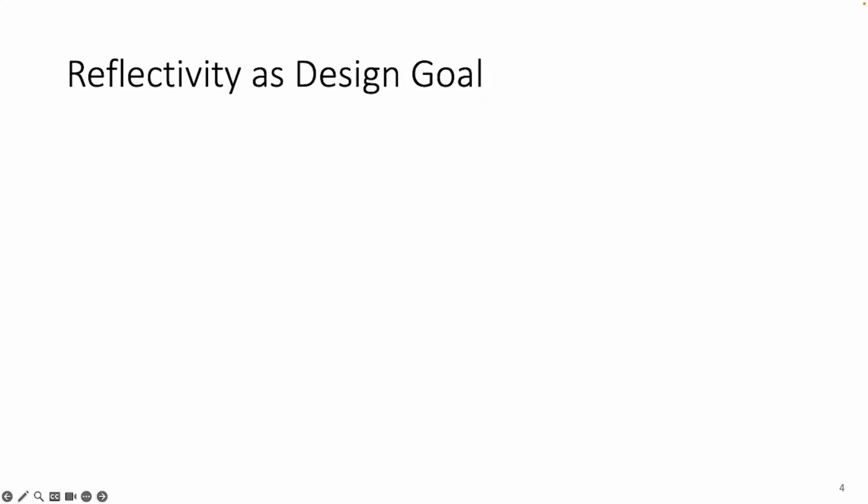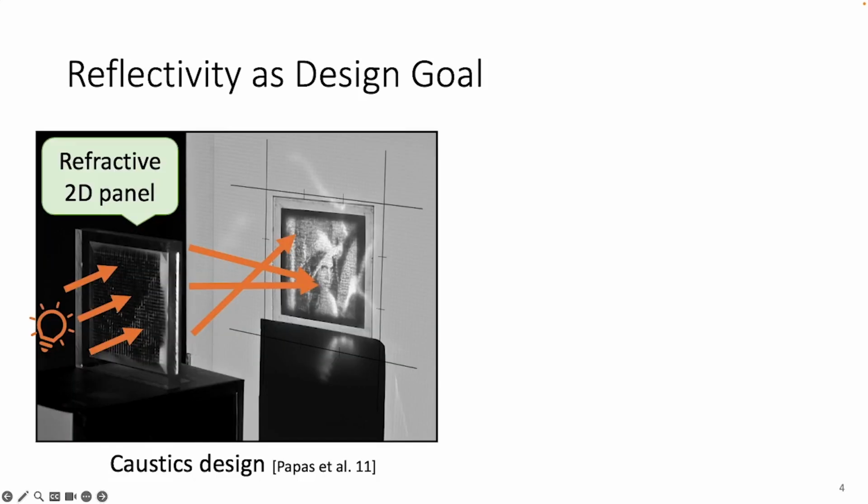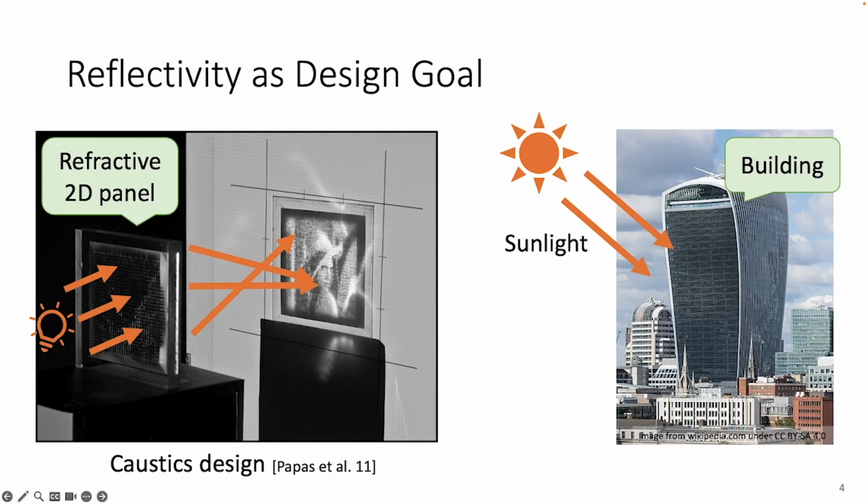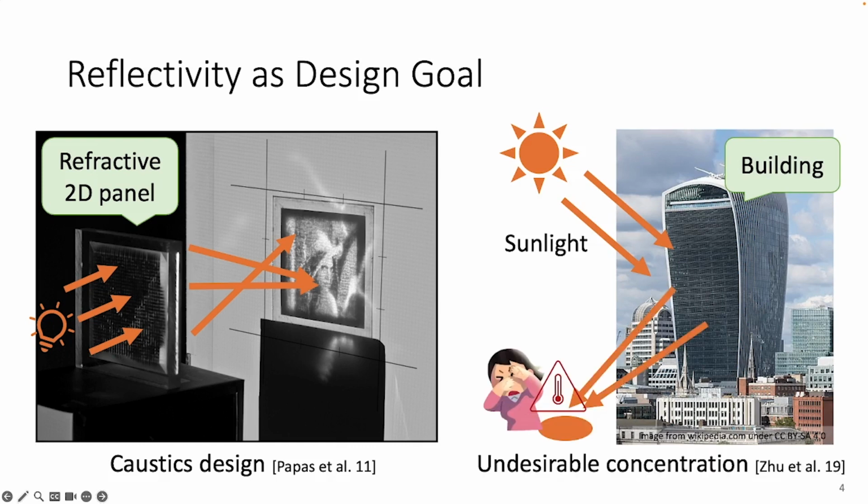Among these physical functionalities, the reflectivity of a surface poses interesting design problems. For example, an optimized 2D panel can create intricate caustic effects. Also, reflectivity matters for more general 3D surface design, like architecture. For example, a certain building shape is known to accidentally concentrate sunlight, causing undesirable glaring and heat problems on the street.